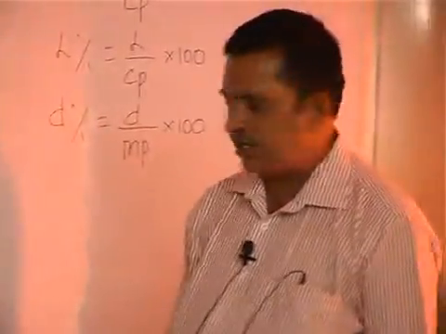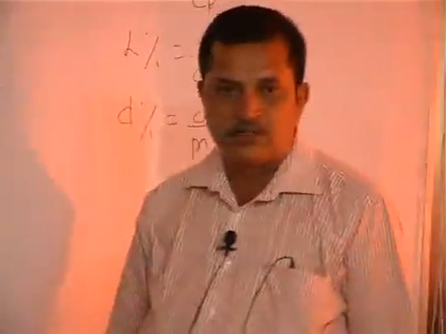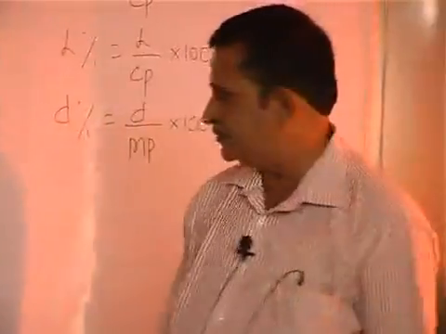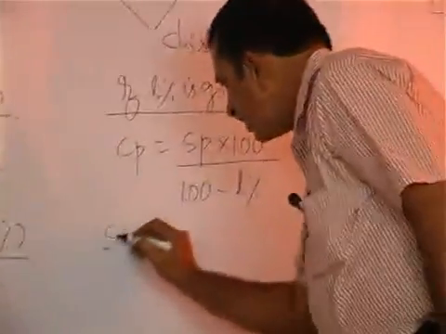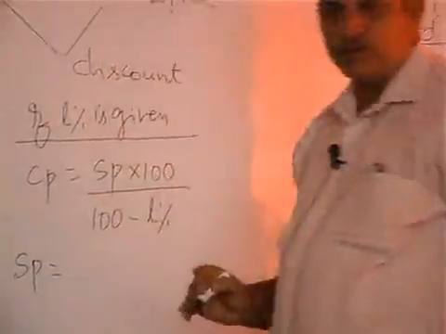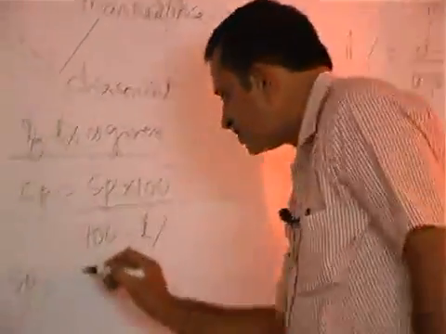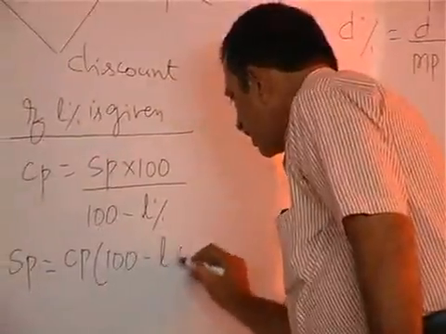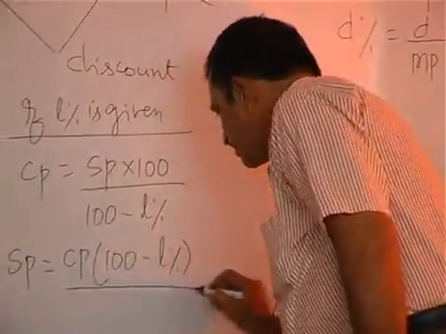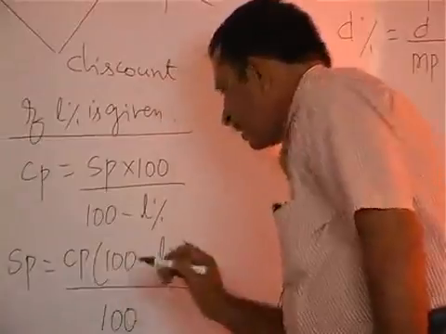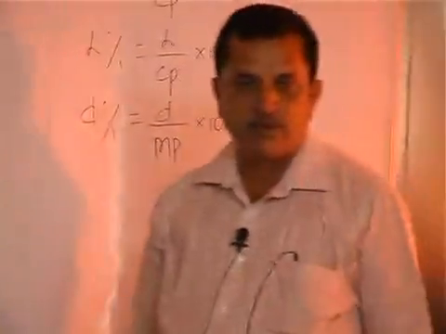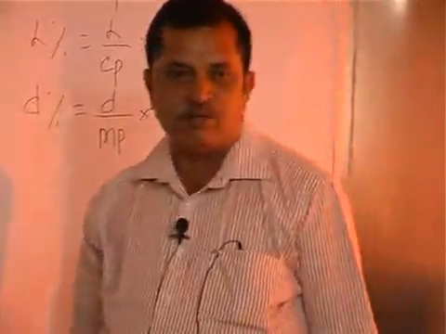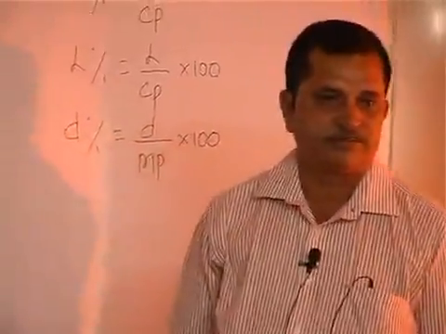Cost price is equal to selling price into 100 by 100 minus loss percent. Similarly, selling price is equal to, deriving from this, cost price into 100 minus loss percent by 100. Selling price is equal to cost price into 100 minus loss percent by 100.